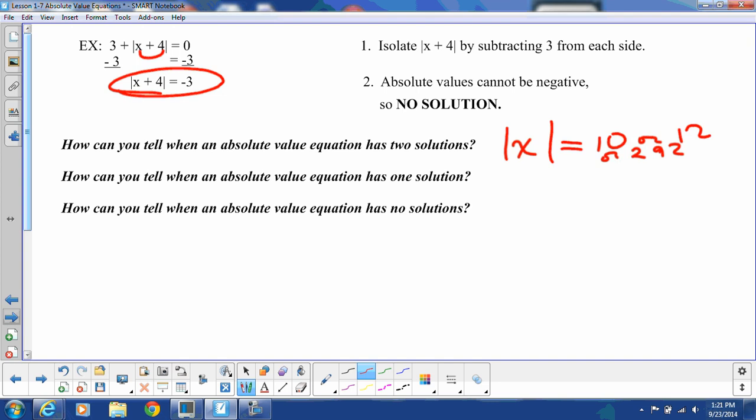How can you tell when an absolute value equation has one solution? Well, that would be when we have an absolute value of something that equals 0. There's only one number that's 0 units away from 0.